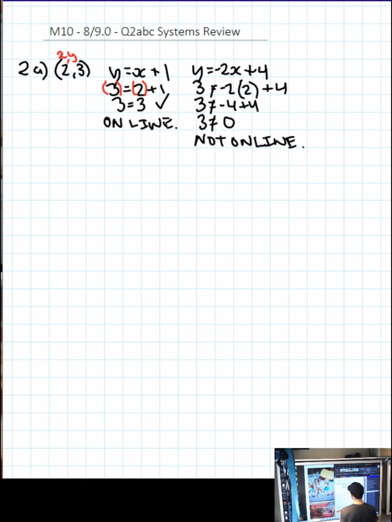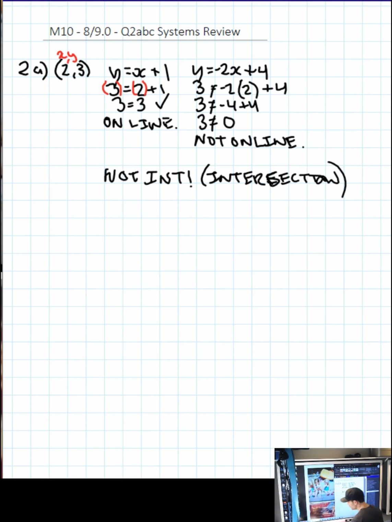Now, if it's on one line and it's not on the other, then it's therefore not the intersection. You can write lazy stuff like int, not int, but technically you should be defining it as intersection at least somewhere, notice in the last question, intersection. But usually your teachers will let you use those short forms. If they ask you, is the point on the line, is it an intersection? Well, then saying not int should usually be fine.